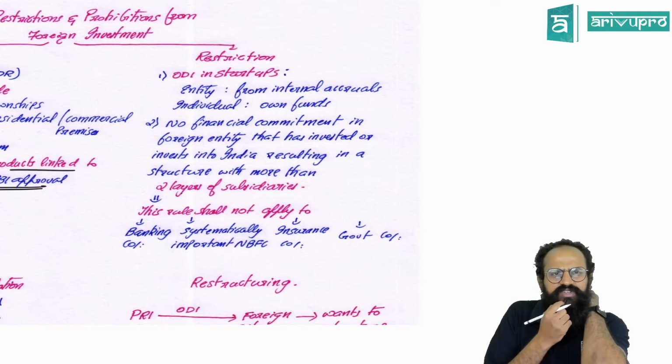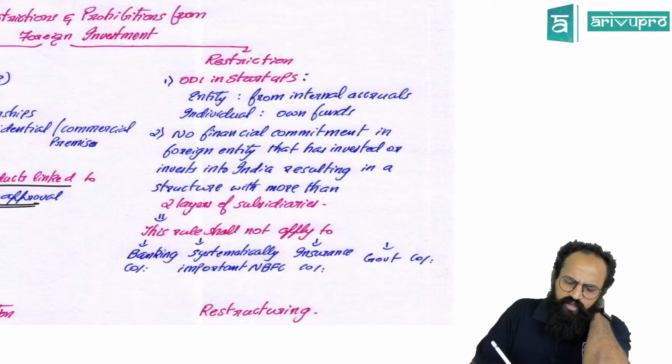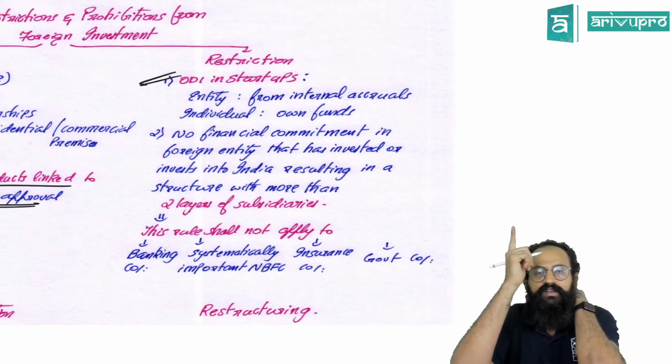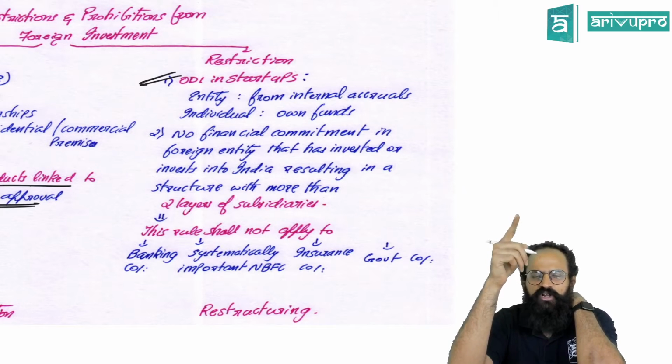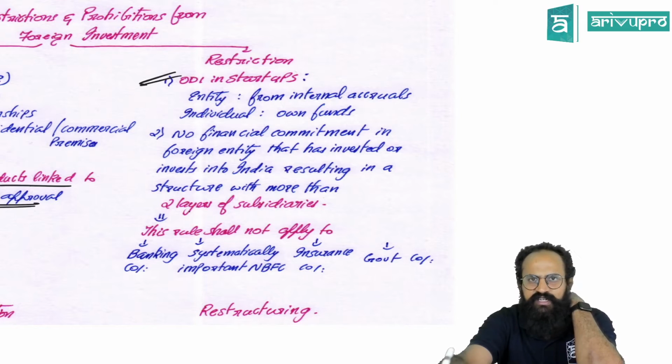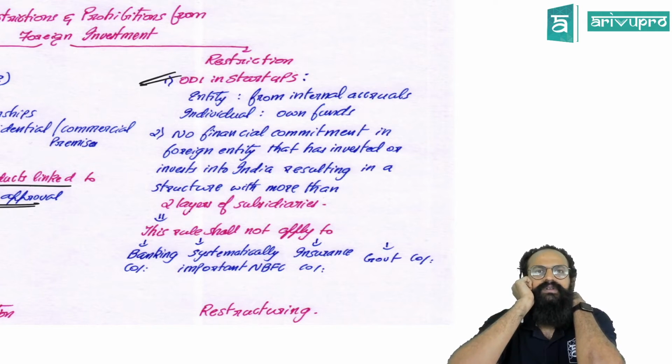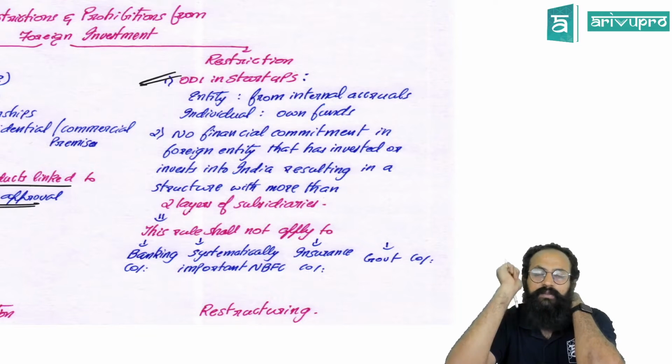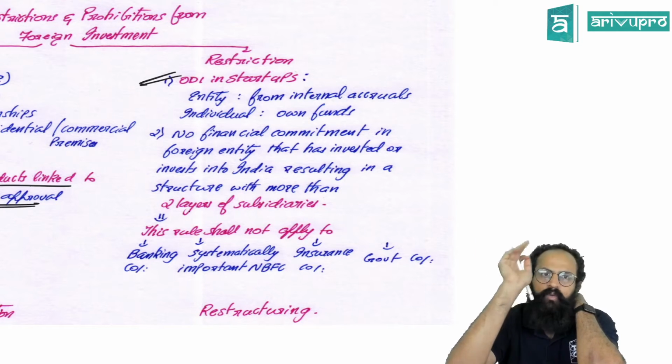What is this restriction? The restriction is ODI in startups. When I showed you the definition of strategic sector, there are startups in India; in the same way, outside India also there can be startups. Can I invest in such startups? Yes, it is possible. What is the condition?